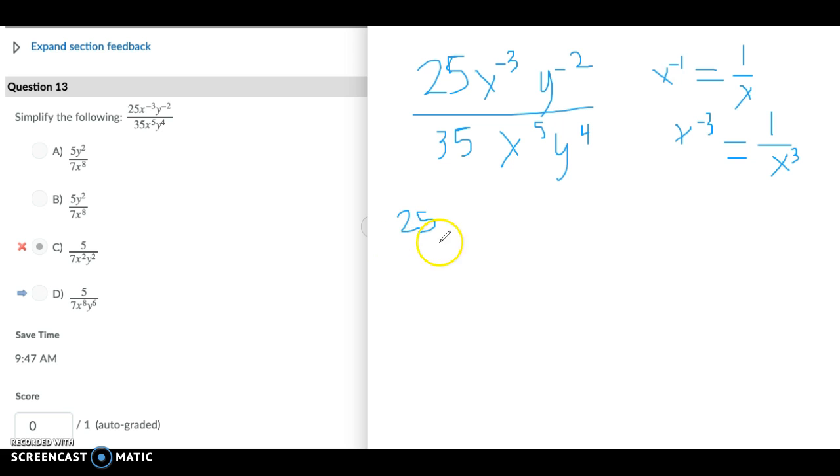So I'm going to have 25, and this one I'm going to move down, so leave those here. When I move it down, it'll be positive. I have an x to the 5th. This one here, if I move that down, it'll become positive as well, and same with that one. Now all I need to do is add them together.